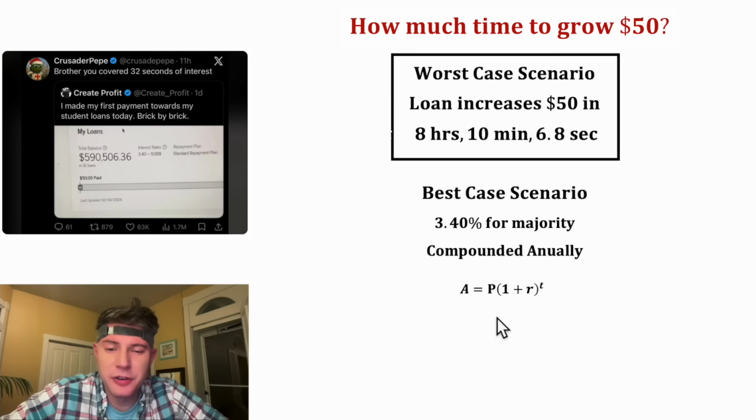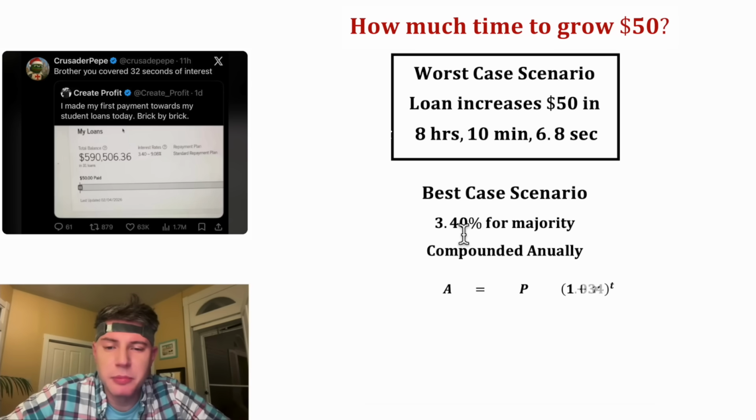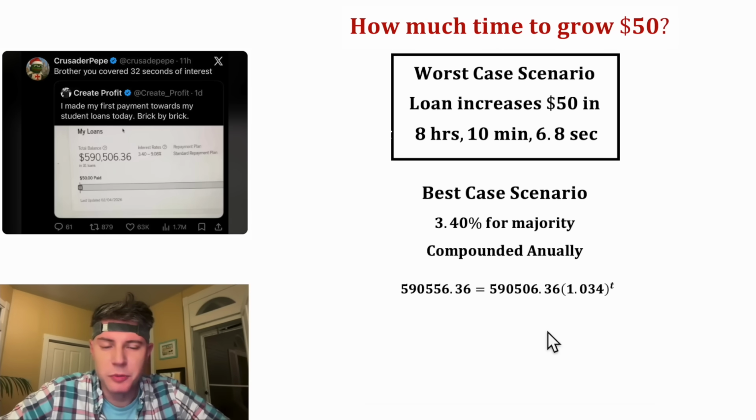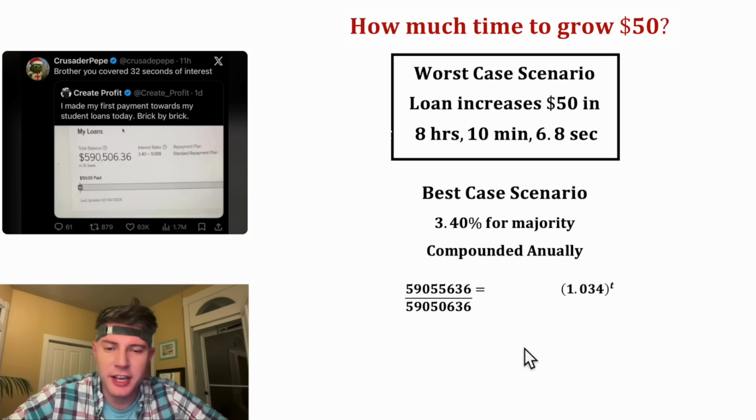Here's the formula if you're going to compound annually. We still have the principal, the rate, the time, and the amount after t years. Let's plug everything in. In the place of the rate, we can plug in 0.034. That's 3.40%. In the place of the principal, let's plug in everything. And then in the place of the amount, we can plug in $50 more than the principal. So we're trying to find out the amount of time it'll take this to grow $50. For the first step, we can divide both sides by this. On the left-hand side, we're going to have this fraction. And on the right-hand side, these are going to cancel each other out.